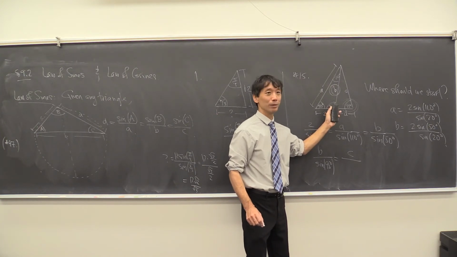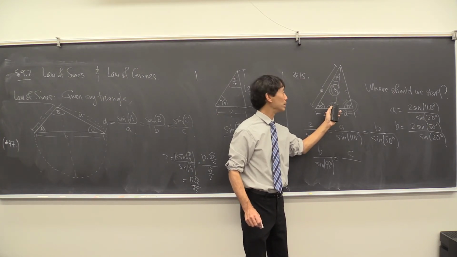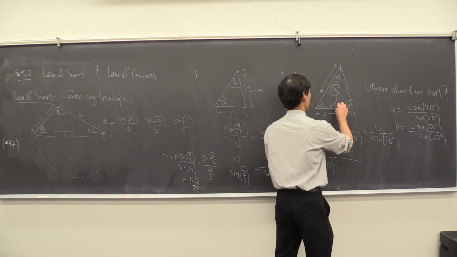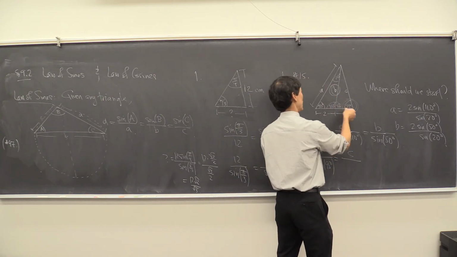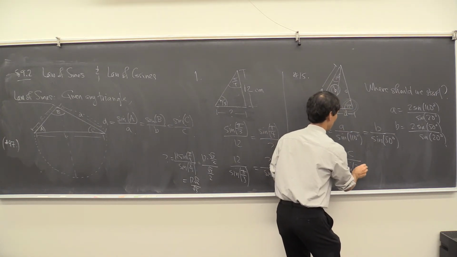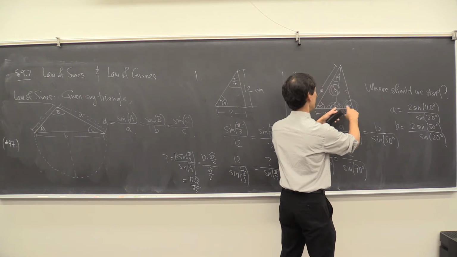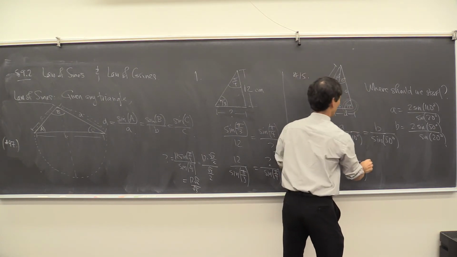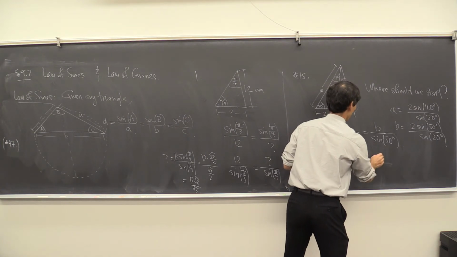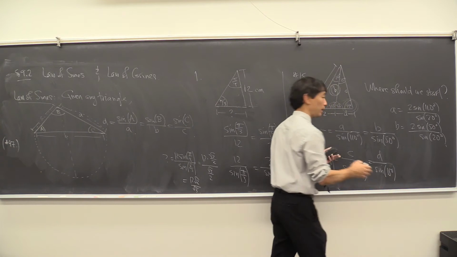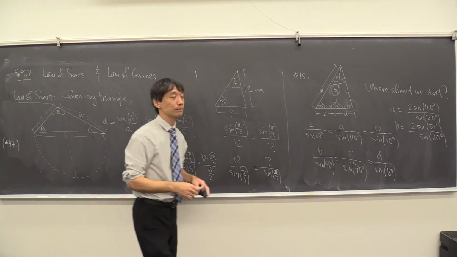Well, what's the angle here? 70, right? Because this adds up to 180. So we get C over sine 70. And this is 165, so that gives us that this last angle is 15, and so we know that this is equal to D over sine 15. And then you can figure things out.